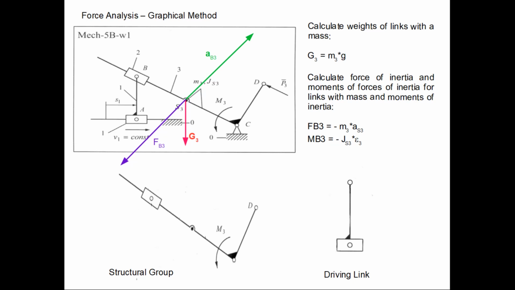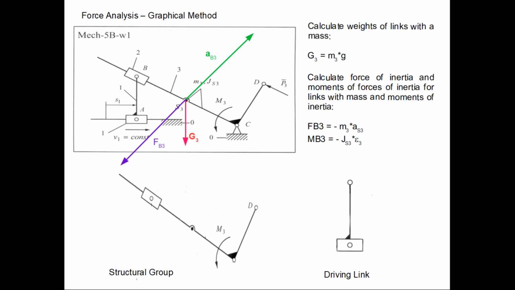So first of all, if you have links with non-zero mass and non-zero moment of inertia, then you need to compute the weight, and the weight acts at the point S3. This point S3 is taken to be the center of gravity of this object. Also, using the D'Alembert principle, when you need to apply a static analysis to the mechanism with a non-zero acceleration, you need to introduce these so-called inertia forces. There is this inertia force acting on link 3 at the point S3, and this is FB3 equal to minus M3 times AS3.